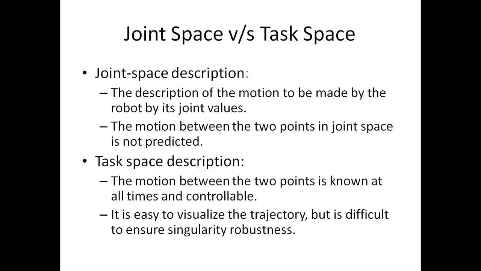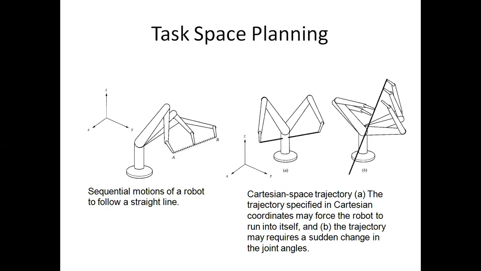Joint space versus task space. Joint space is the description of the motions to be made by the robot by its joint values. In task space, the motion between the two points is known at all times and is controllable. Whereas the motion between two points in joint space is not predictable. It is usually easy to visualize the trajectory, but it is difficult to ensure singular approaches.